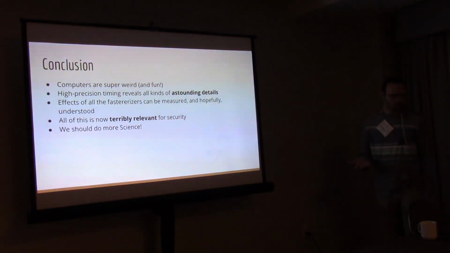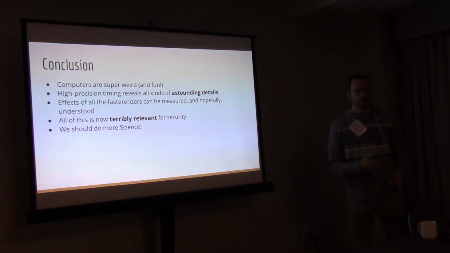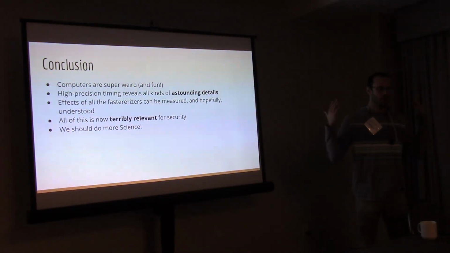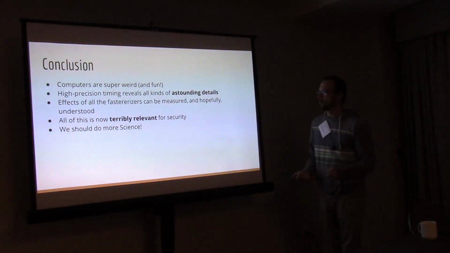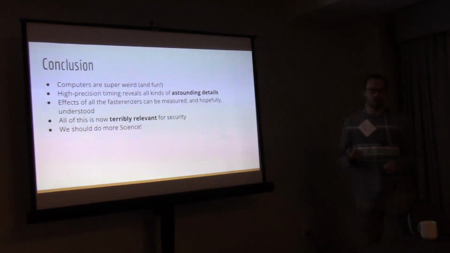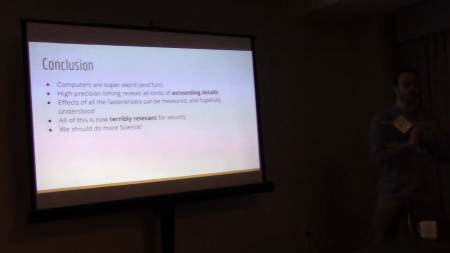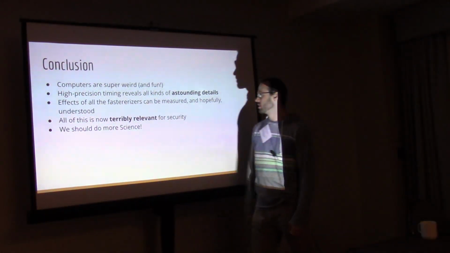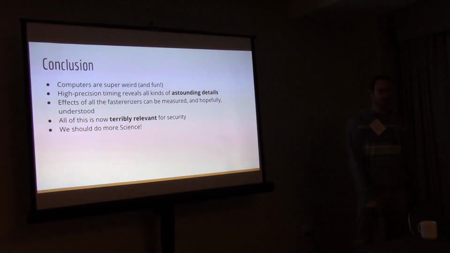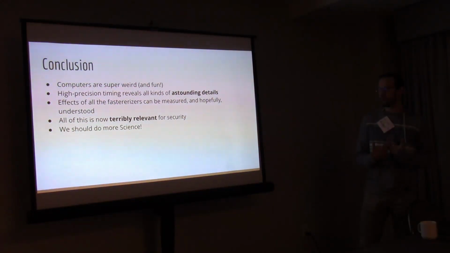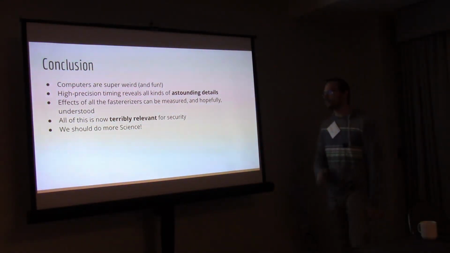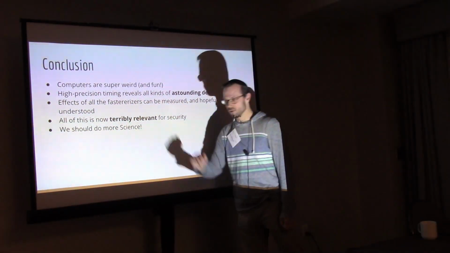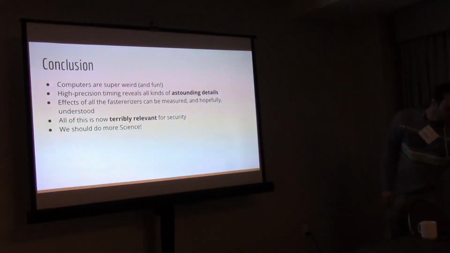So the conclusion that I want to get is basically computers are super weird. The closer you zoom in, the weirder they are, and they're actually pretty interesting and fun. When you start looking at timing with a high resolution, high precision timer, you see all kinds of amazing details. All the optimizers can be measured, and hopefully you can understand them too. I was able to understand a few of them, but not all of them. Now that Spectre is out and information leaks come through timing, all of this is terribly relevant, and we should do some more science about it. Thank you.